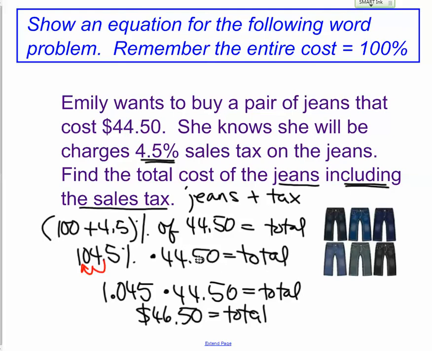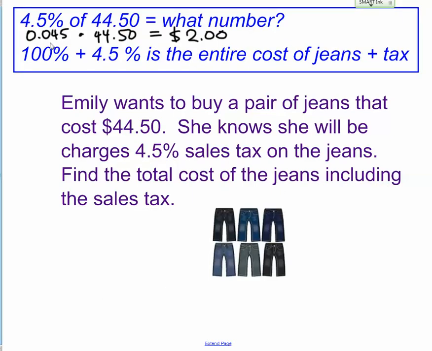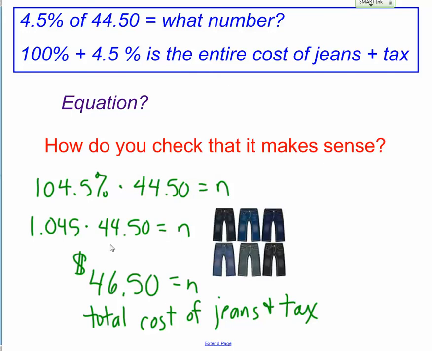104.5% of the $44.50. Move your decimal point twice to the left to take out your percent sign and make this a decimal. So I just multiply by 1.045. The 1 is the price of the jeans. The 0.045 is my tax. And I multiply it by the cost of the jeans and I get my total price in one step, $46.50. So you could do it in two steps. You could just do the tax times the price, so $2 is my tax, and then I have to add the tax to get the total. So $46.50 is $2 more than the $44.50, so that makes sense.